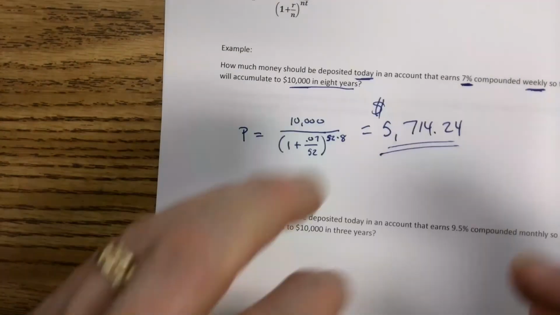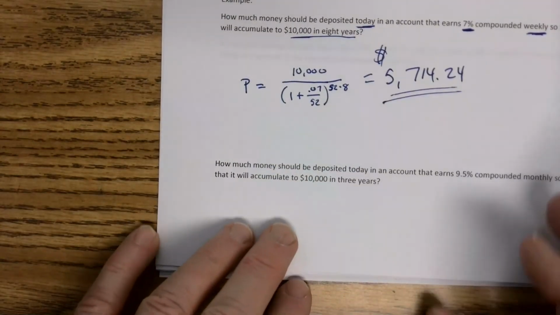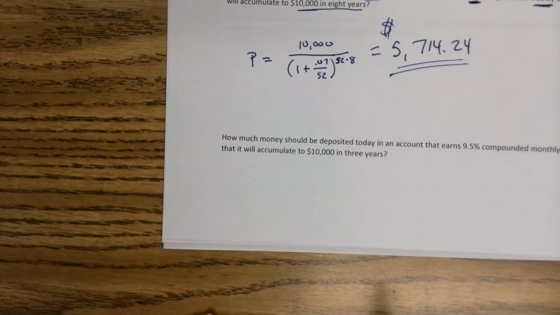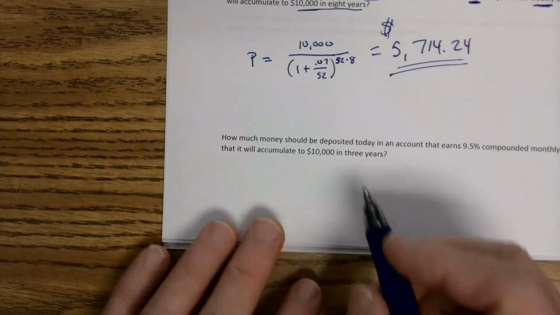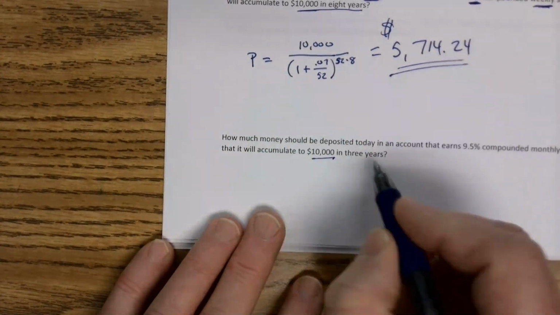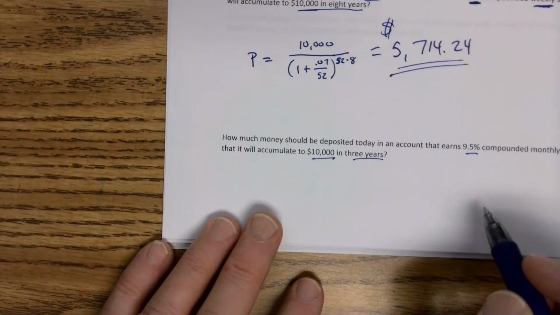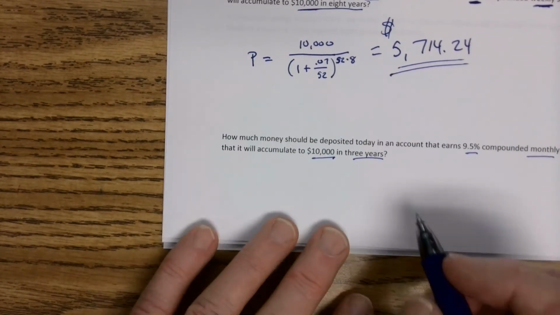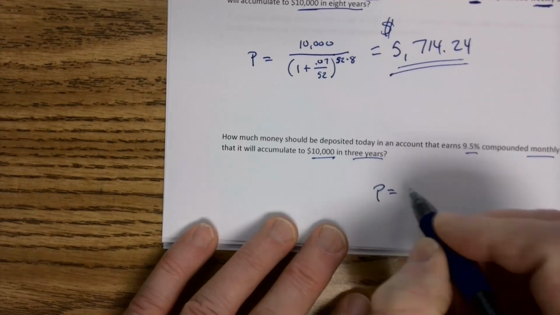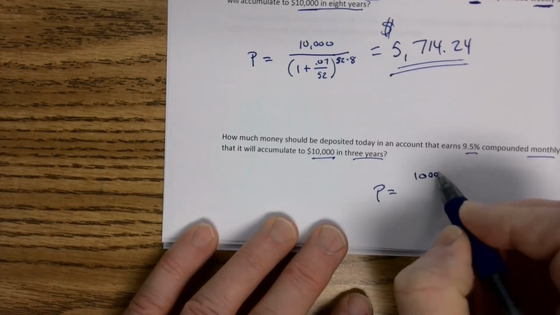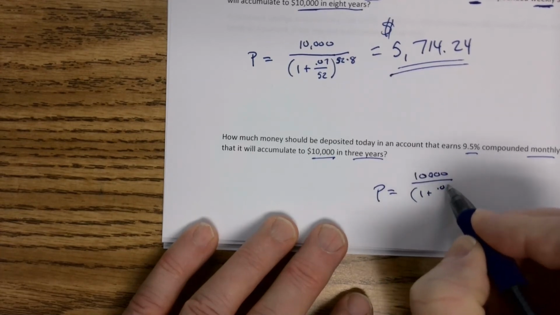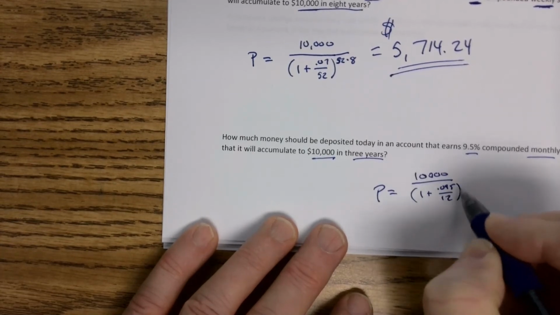But what if you just had a chunk of money that just showed up at your door one day? All right, ready? Can you try this one? What if you wanted $10,000 in 3 years at 9.5% compounded monthly? I want $10,000. 1 plus 0.095 over 12, 12 times 3.